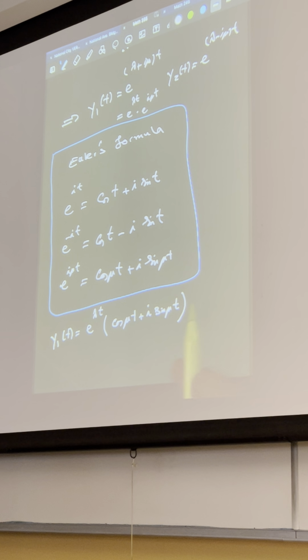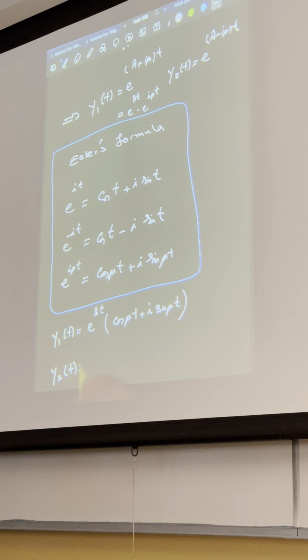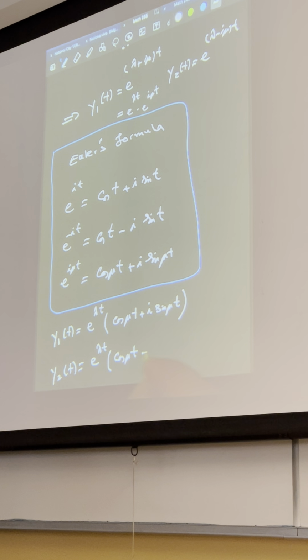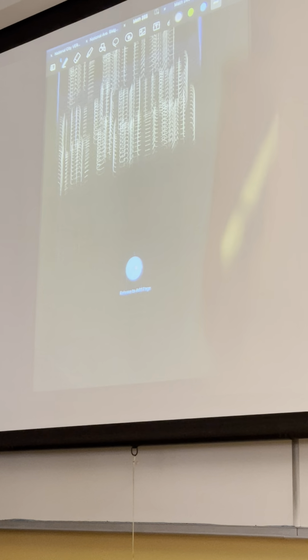And then y2 of t, which is this guy, you would still have e to the power of lambda t times the cosine of nu t, but here's a negative I, right? So it would be negative I sine of nu t. So this is my y1 and y2.